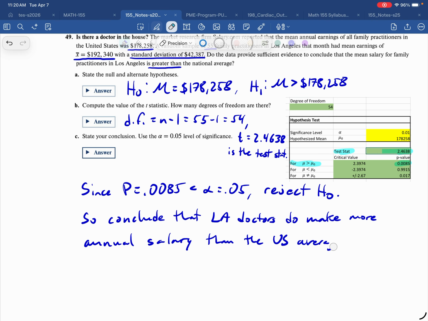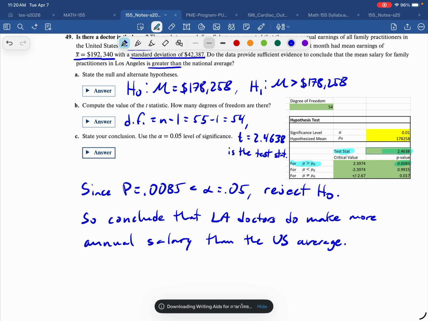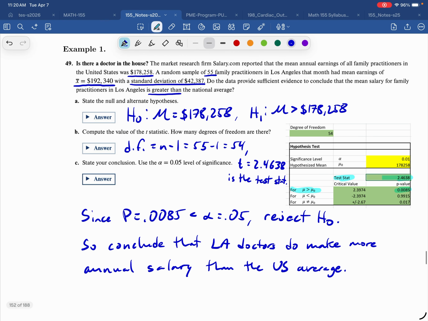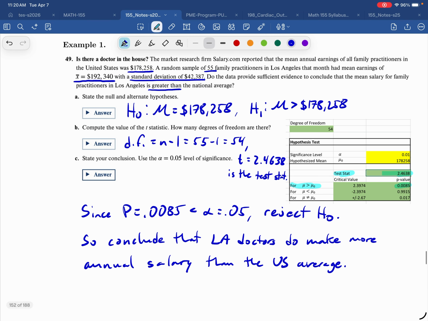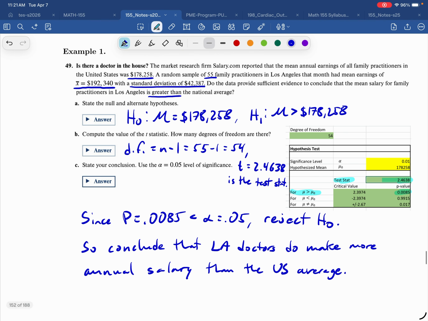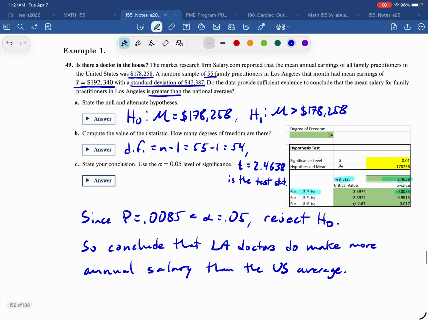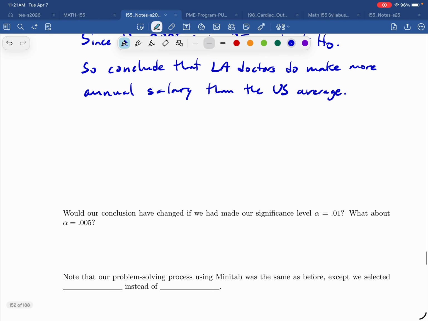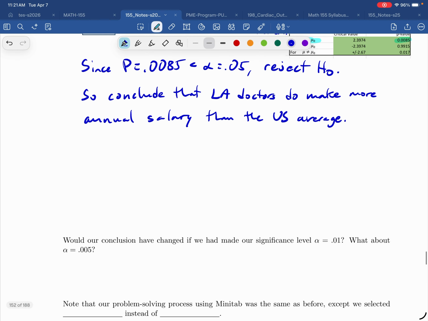right? Which is good because it's more expensive to live in LA than it is to live in most parts of the U.S. Right? Geesh, 178,000. And why didn't I become a doctor in LA? Because I'm a math professor, which is the greatest job ever. That's why.